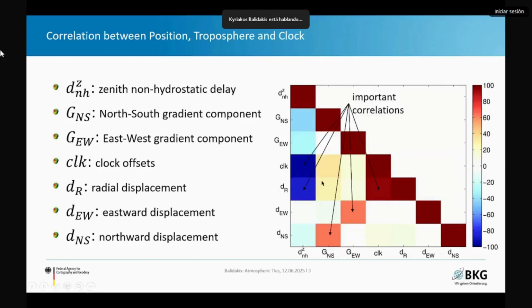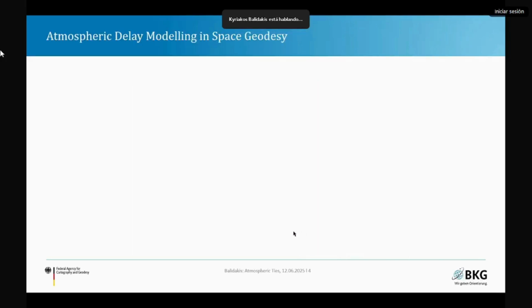What we see here is that there are some very important correlations between the non-hydrostatic delay, the zenith atmospheric delay, and the clock and the height, the radial displacement. And also there are some significant correlations between the gradient north, gradient east, and the east and north station displacement components. So this is, I think, some motivation that tells us why there is this interplay between troposphere, clocks, and positioning in space geodesy.